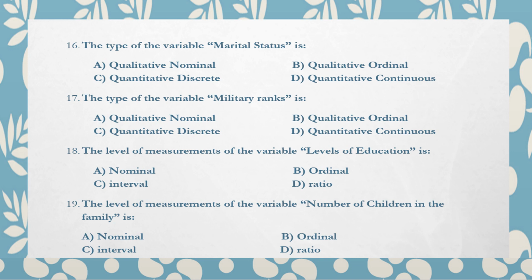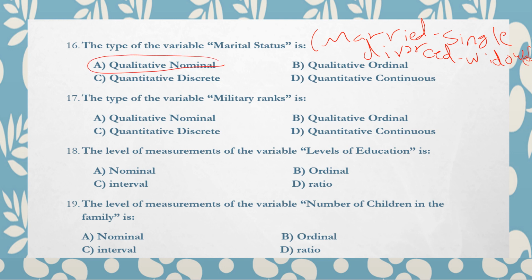The type of variable, marital status. Marital status means married, single, divorced, or widowed, and so on. This type of variable is a non-numeric and categorical data, but cannot be arranged. So it's a qualitative nominal data, and the correct answer is A.